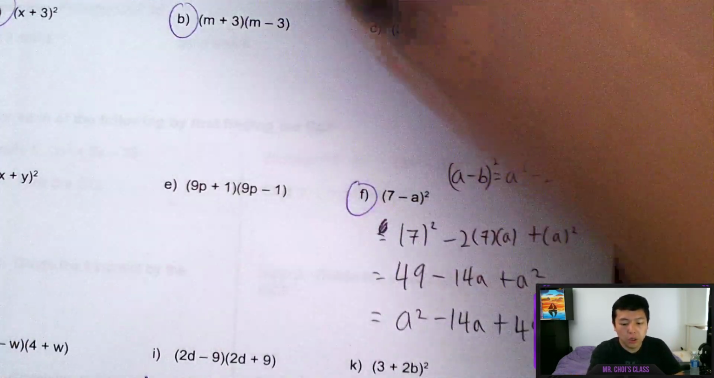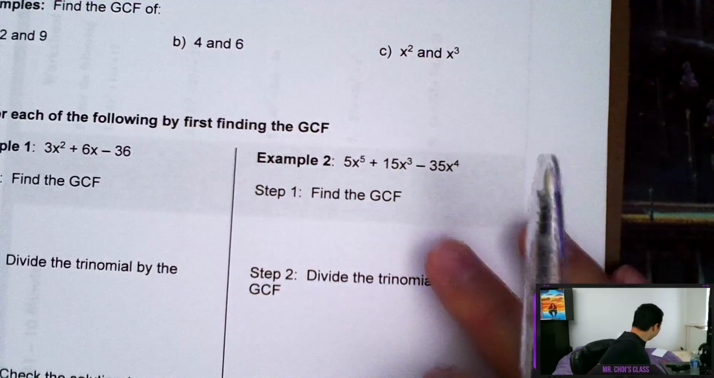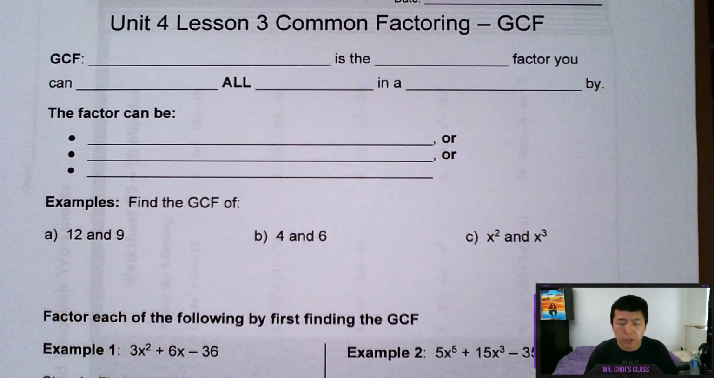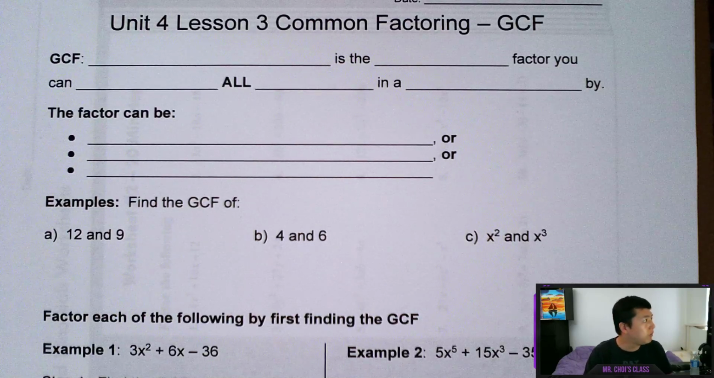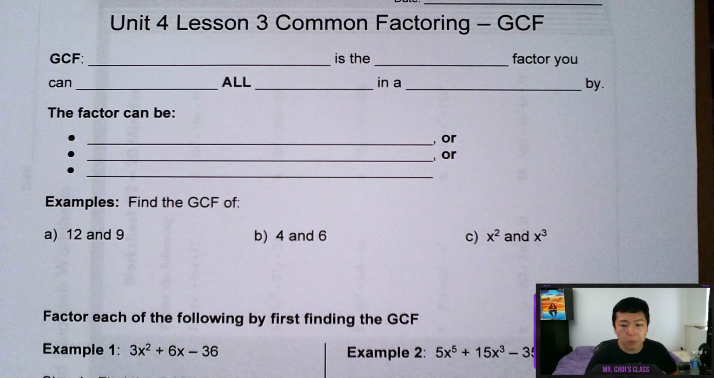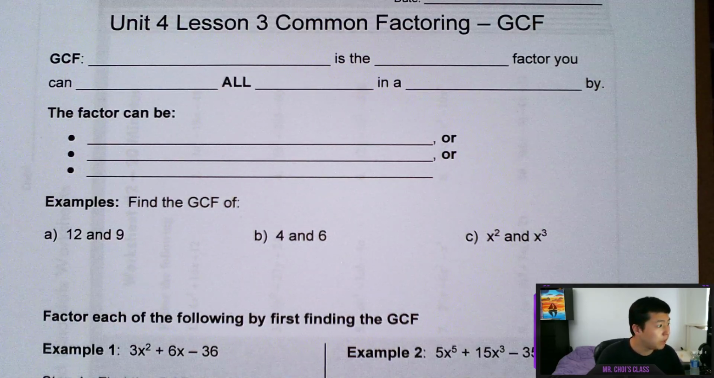Our new worksheet for today. If you don't have this prepared, please go print it out. It's Unit 4, Lesson 3, Common Factoring. So if you don't have this printed out, go print it out right now. I did upload it this morning. So please go have this prepared right now, and then we will get started. I'm going to give around 1 or 2 minutes for people to get this prepared, and then once you're prepared, we'll get started.